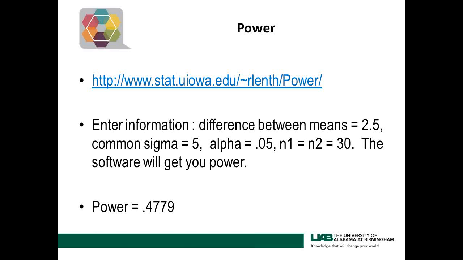We want a difference of 2.5, common standard deviation of 5. We say 30, and the software comes back and boom, 0.4779. What does that mean? How would you explain that? That's literally what the computer is going to say: okay, here it is, 0.4779. What does it mean?